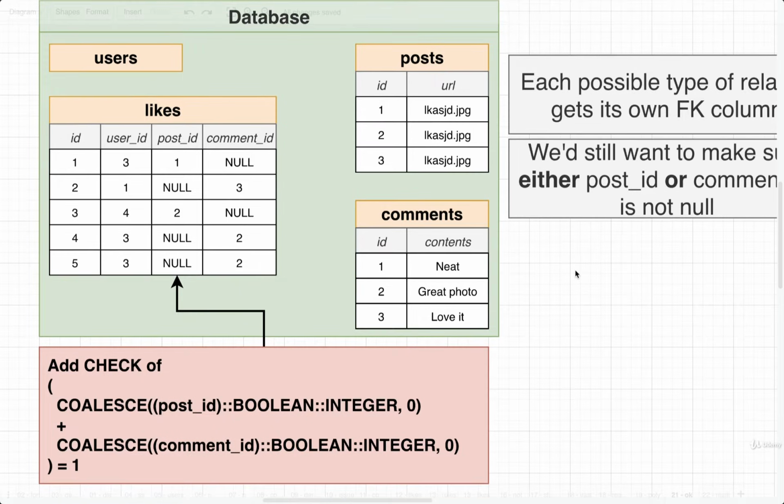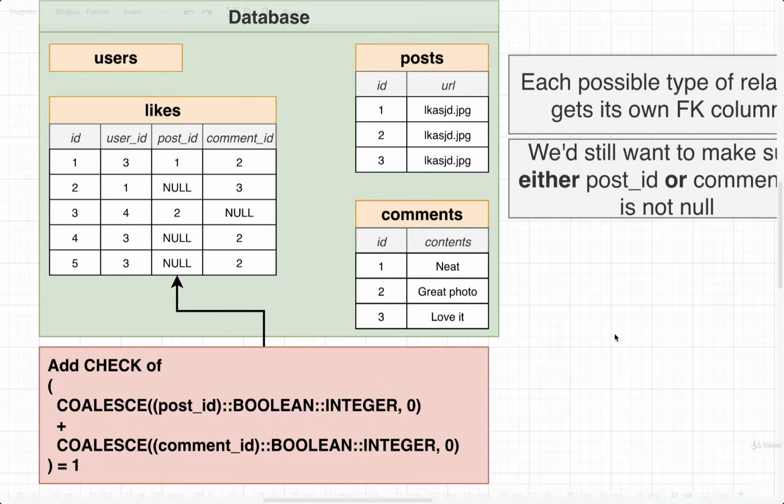We might want to add in a little bit of validation to make sure that whenever we insert a row, either the post ID or the comment ID is defined. We could have a developer who writes some bad code, or we could have an administrator who's trying to manually insert records using pgAdmin. So we would want to make sure that we never get in a scenario where we accidentally have both a post ID and a comment ID, or neither a post ID or a comment ID.